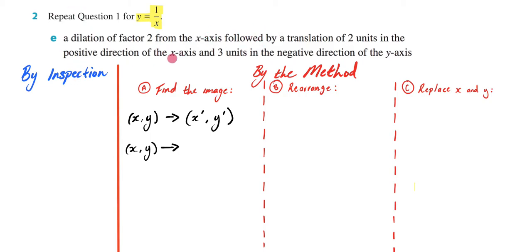So again, we have two ways of approaching this problem. First is by inspection, and the other way is with our formal method. And it's very important that you know how to do the formal method way. But let's begin by just doing it by inspection.